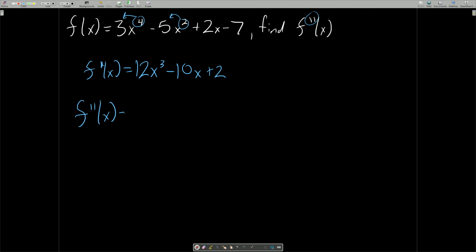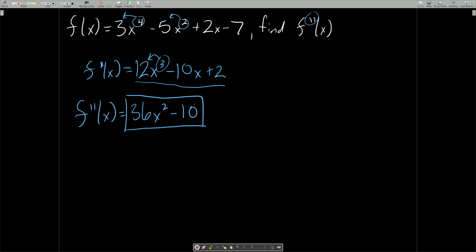So now you have our first derivative right here. To find the second derivative, we take the derivative of this first derivative function right here. Take 3, multiply it out, get 36x squared minus 10, and plus 2, you leave that out. So the second derivative of this function is 36x squared minus 10.